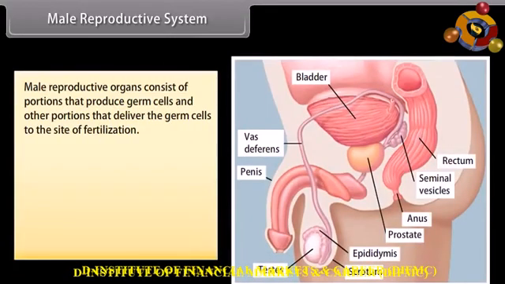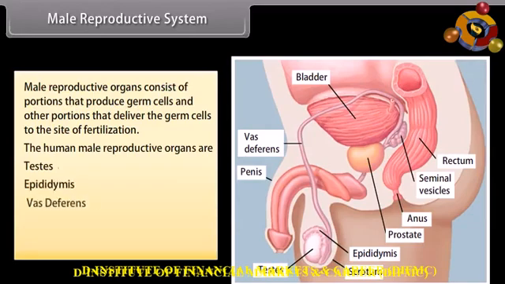Male reproductive system. Male reproductive organs consist of portions that produce germ cells and other portions that deliver the germ cells to the site of fertilization. The human male reproductive organs are testes, epididymis, vas deferens, urethra, penis.